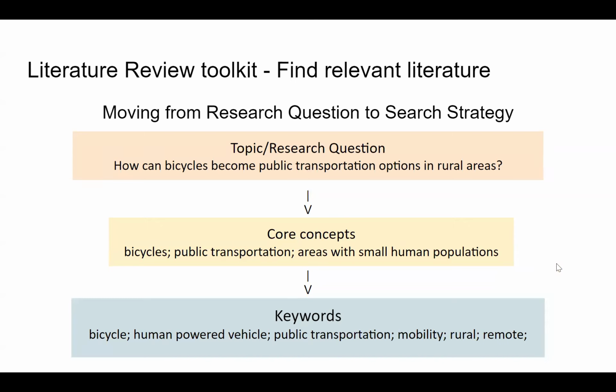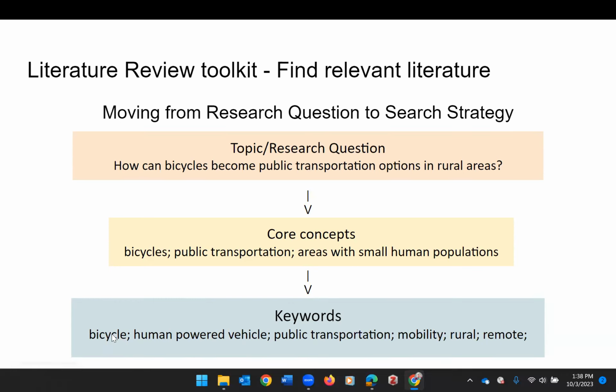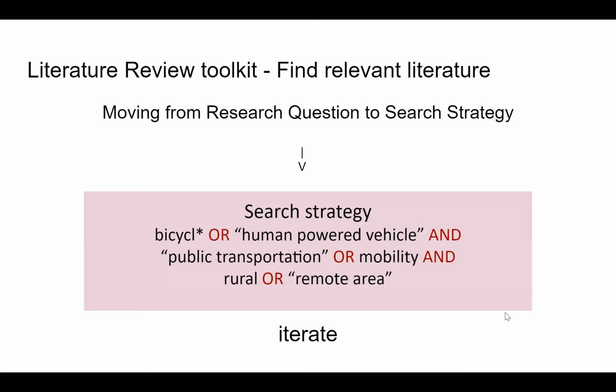Then I thought of keywords that authors of articles about these concepts might use to describe them. Authors may use different words to describe the same concepts, and I want to capture their articles for my research. These are my guesses, and it's a place to start. People do describe areas with small human populations as rural or sometimes remote. Once you do this, it's more efficient to take these words into databases to search for articles you want to read. Another part of the strategy is understanding how to communicate with databases.